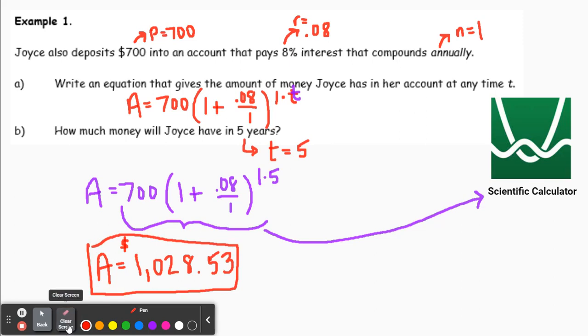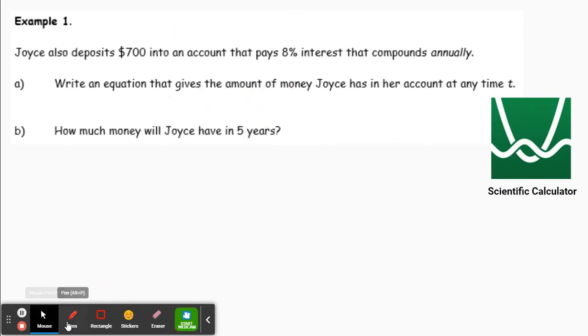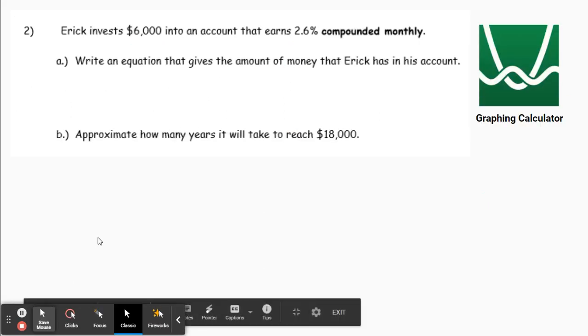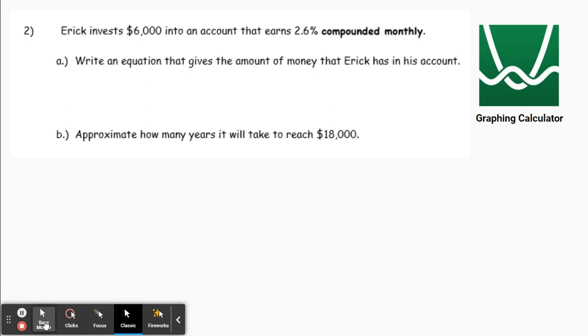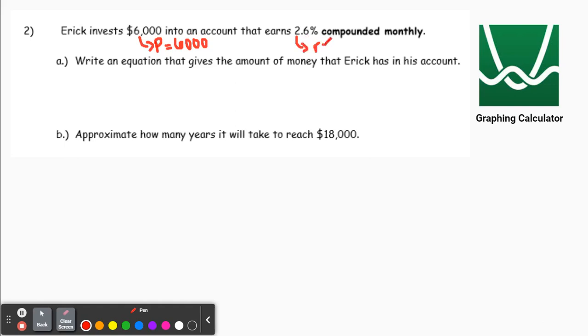All right, let's take a look at another example. Eric is going to invest $6,000 in an account that earns 2.6% interest compounded monthly. So again, we need to come up with our constants. We need our P value, which is 6,000. That's our initial amount. Our interest rate, again, needs to be in decimal form. If you forget, you can always divide by 100 to get your decimal form.